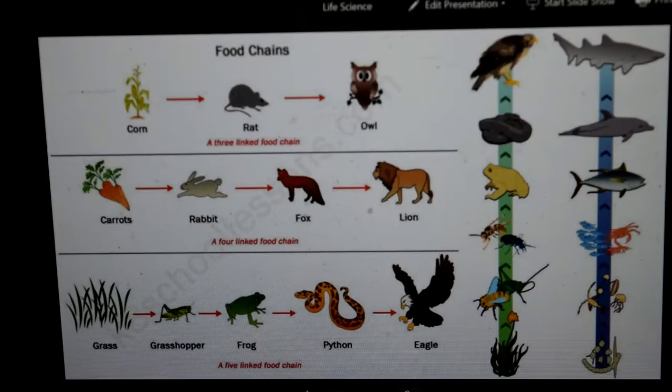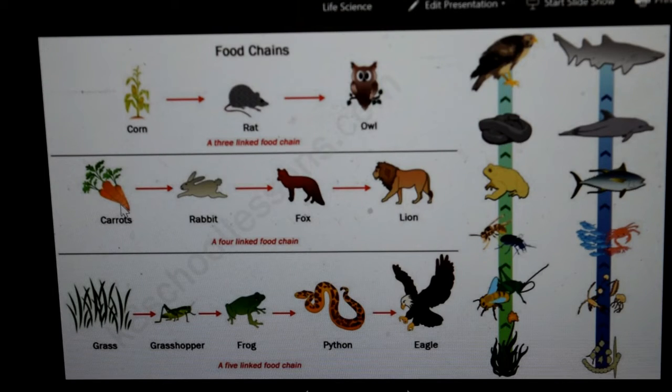Here's a couple others. You have corn. Of course, the corn gets its energy from the sun. The rat eats the corn. The owl eats the rat. So here, does anything eat the owl? Probably not. I mean, not many things hunt owls.